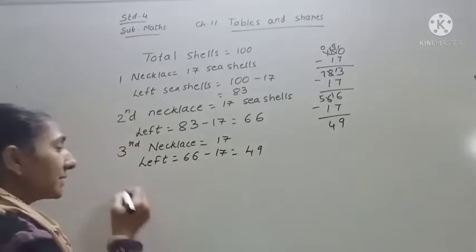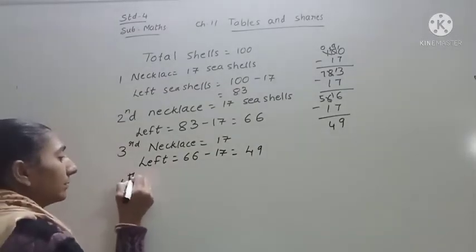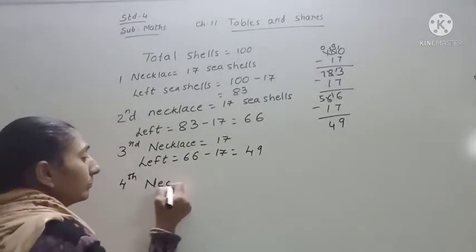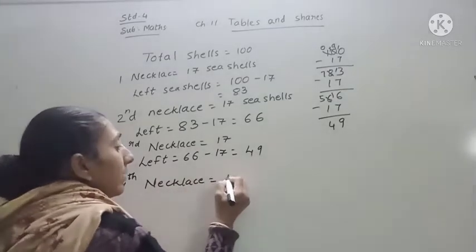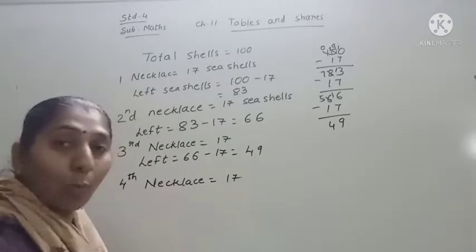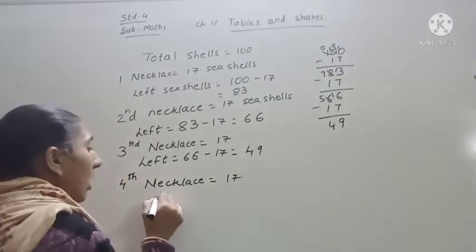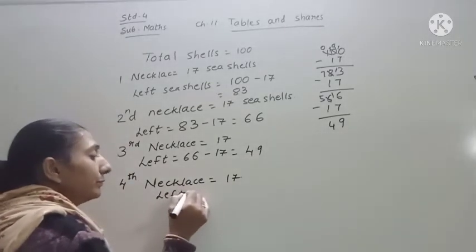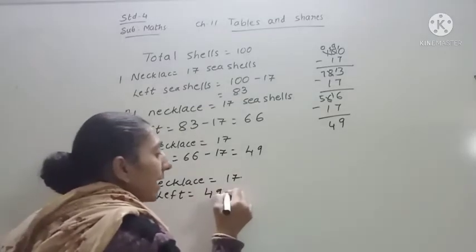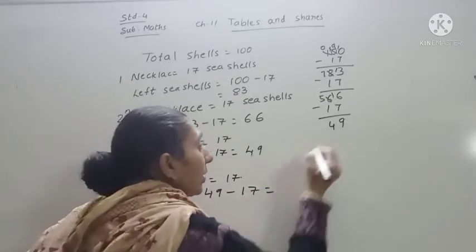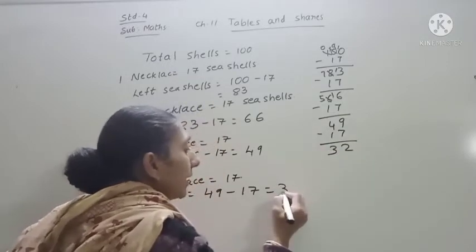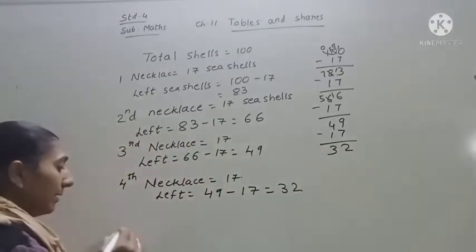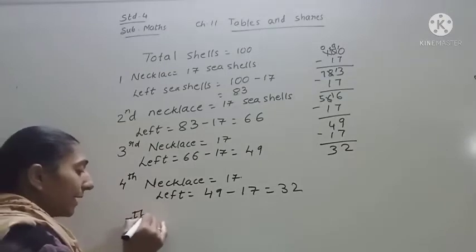Now he again makes the fourth necklace. Again 17 seashells are required. So how many are left? 49 minus 17 is equal to 32. Then he makes the fifth necklace.